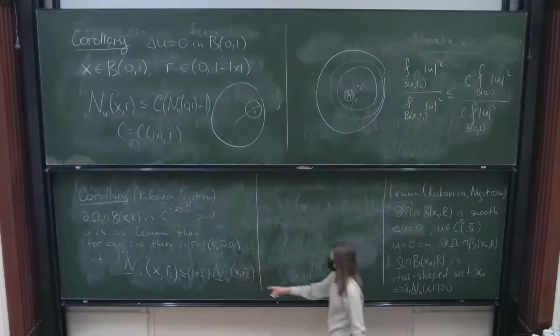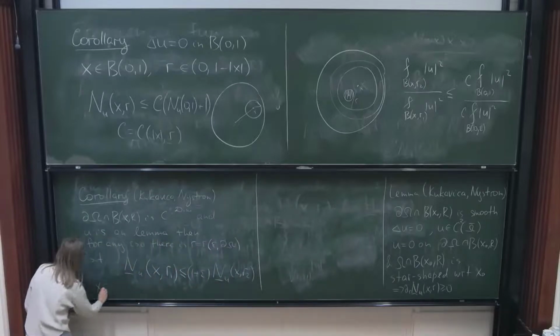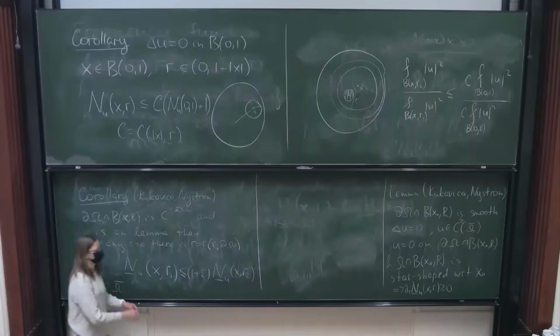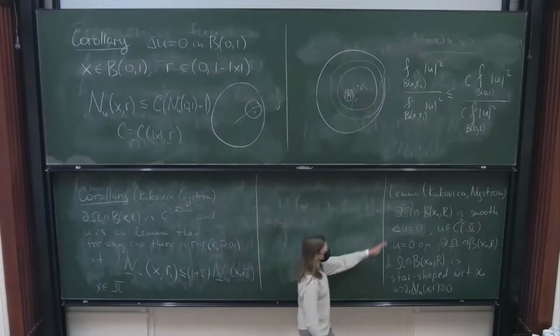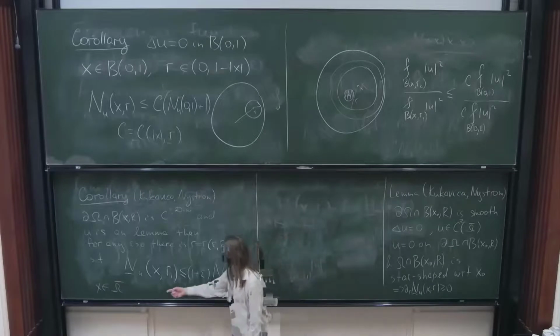Now let's think about x is 1. It could be on the boundary. We don't need the star shape condition here. We use this computation of the approximator as symbol. I mean, this is star shape.